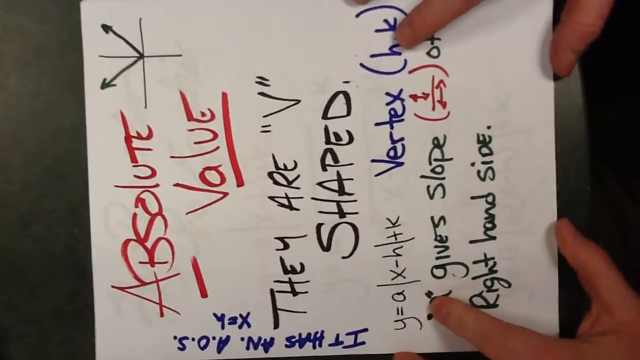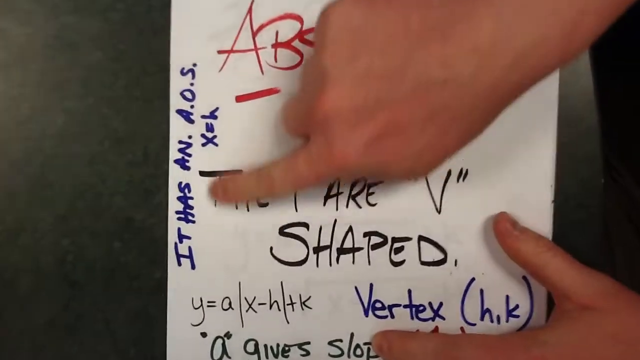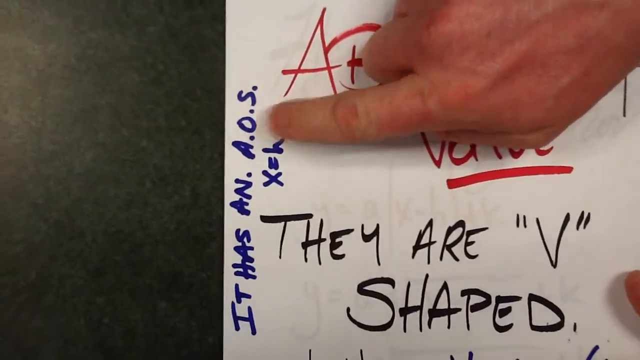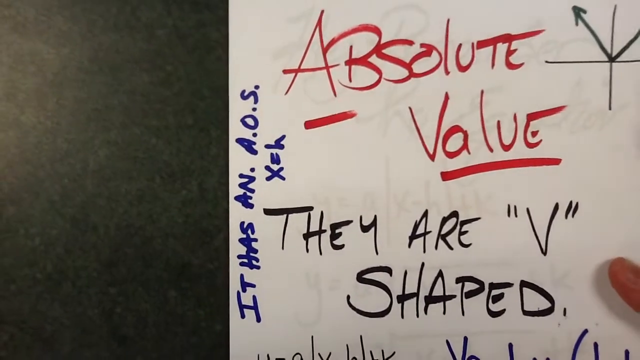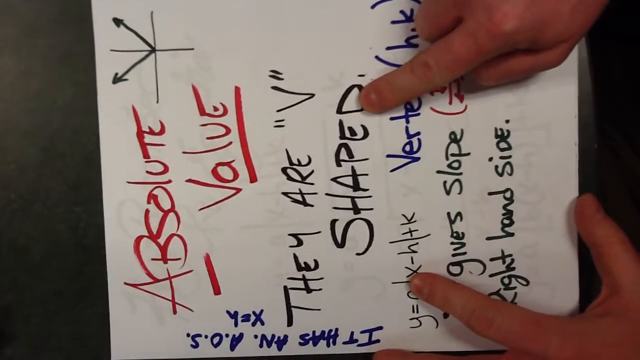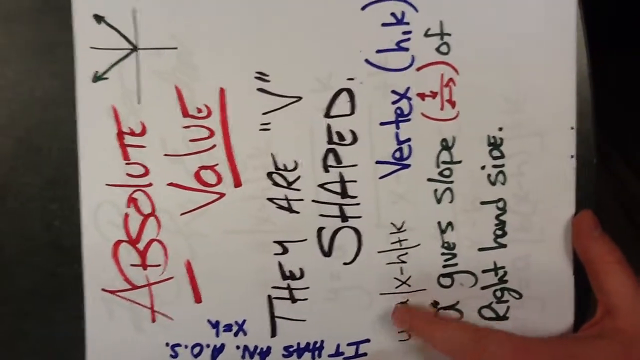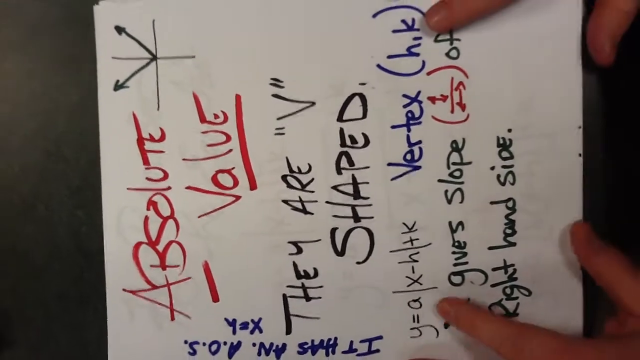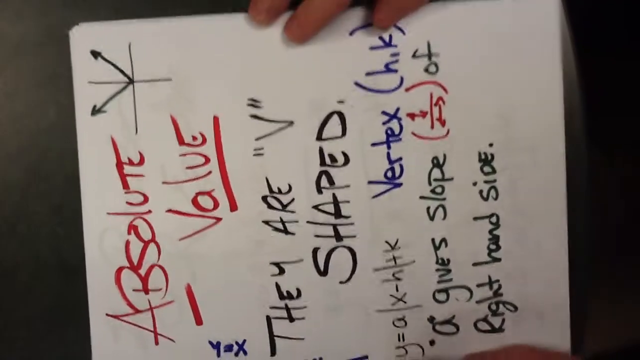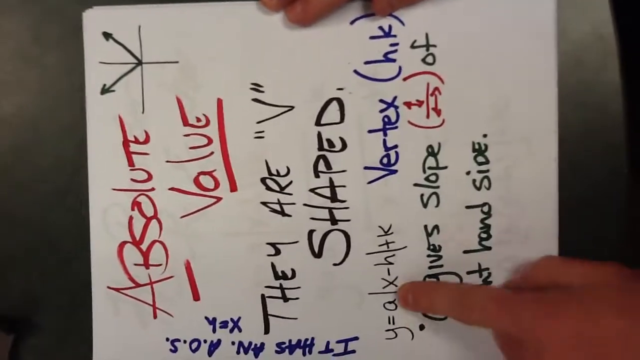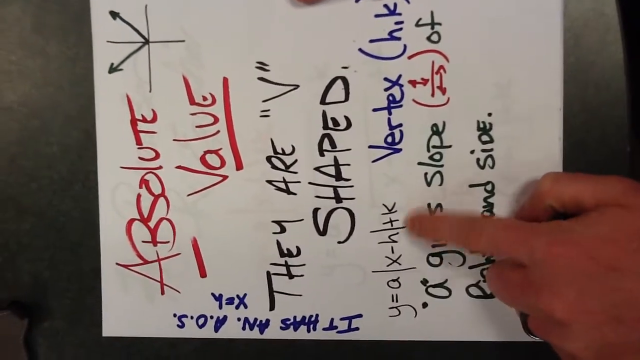Next one. Absolute value. It has an AOS. What does AOS stand for? You need to know that. Look in your notes. X equals h, absolute value. They are V-shaped. V for victory. V for Mother Russia or something. I don't know. Yes, something along those lines. Y equals, this is your parent function. This is what it looks like, okay?